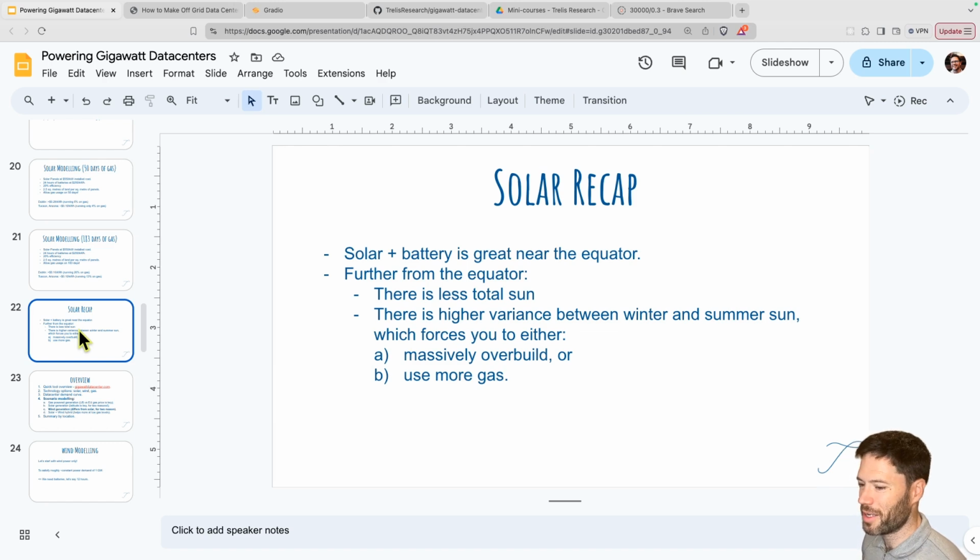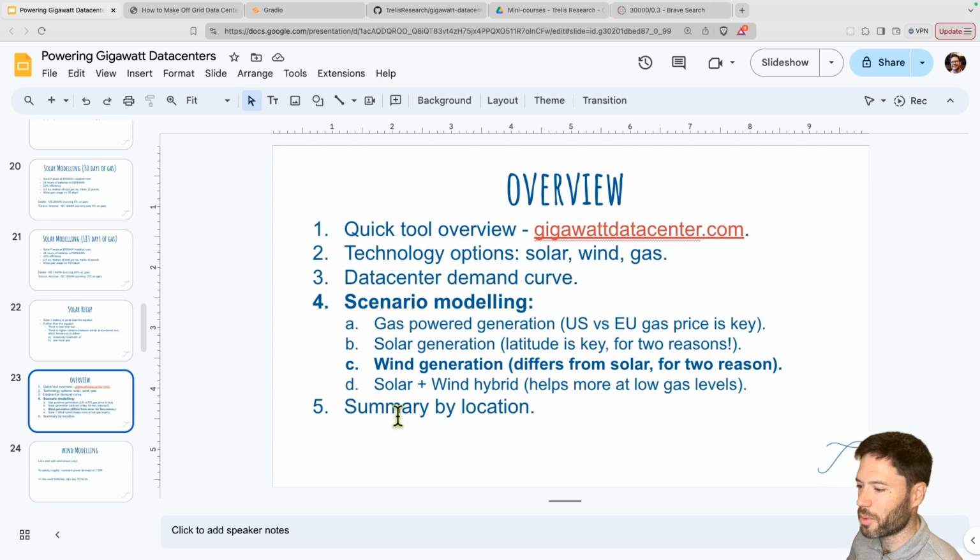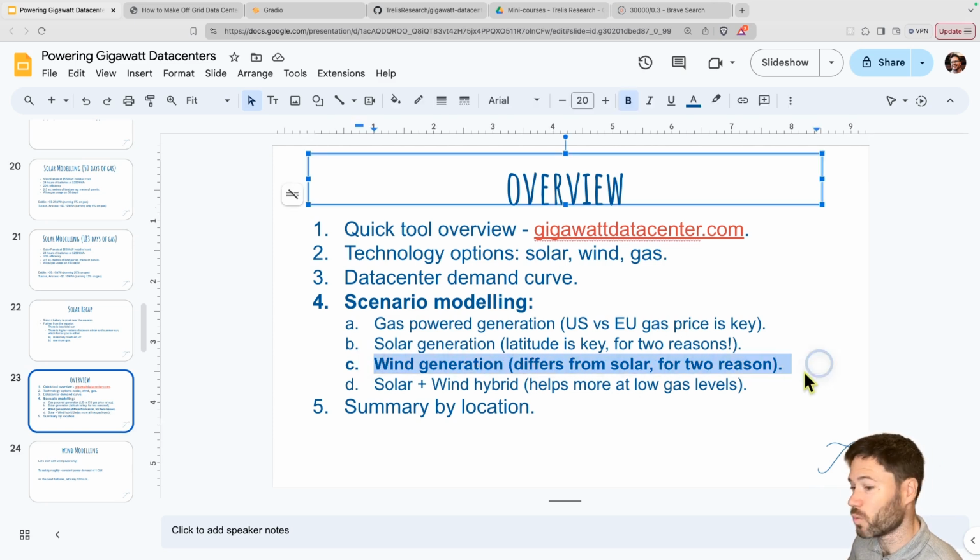So a few bullet points. Solar and battery work really well at the equator. Once you get further from the equator, there's less total sun, but there's also higher variance between winter and summer sun, which forces you to either massively overbuild or to use more gas to keep a reasonable price of delivered power. Next up in the scenario modeling then is wind generation.